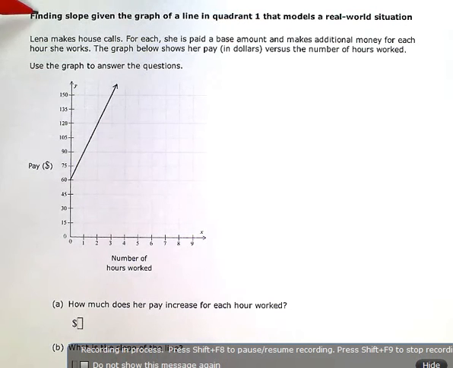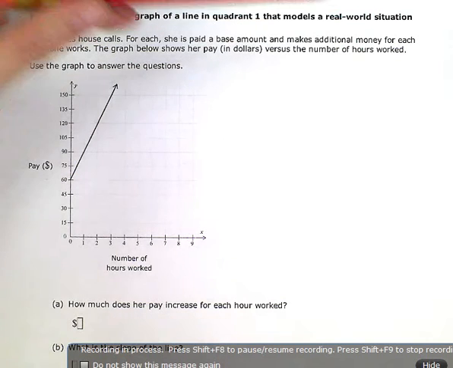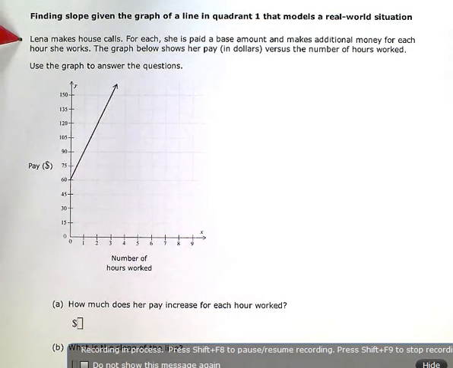Finding slope given the graph of a line in quadrant 1 that models a real-world situation. Lena makes house calls. For each, she is paid a base amount and makes additional money for each hour she works. The graph below shows her pay in dollars versus the number of hours worked. Use the graph to answer the questions.